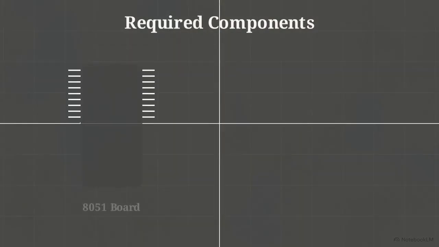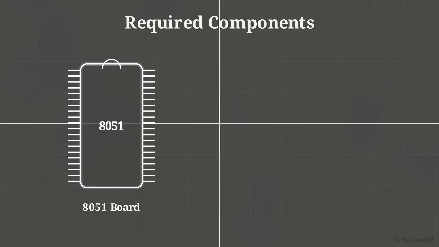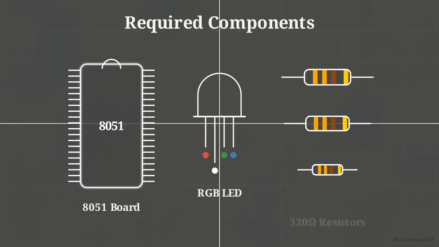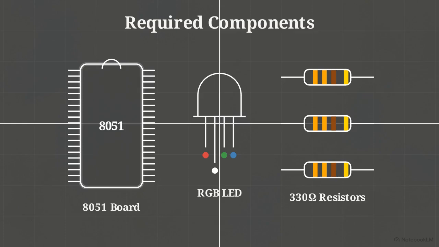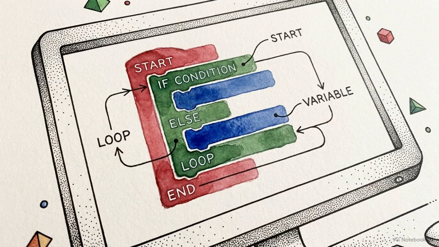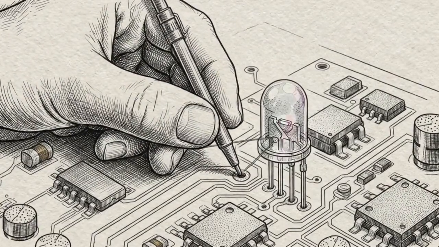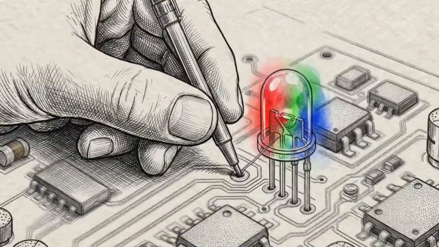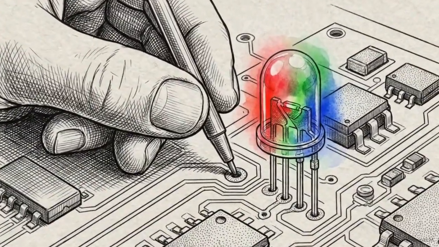To construct this circuit, you need three physical components: an 8051 development board, a common cathode RGB LED, and three 330-ohm resistors. For the software logic, you will need a standard C compiler and an IDE environment. Gathering these exact physical and digital components up front ensures that the code we write will translate perfectly into a working circuit.